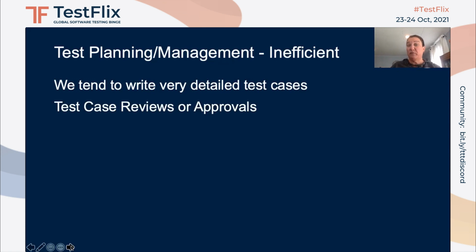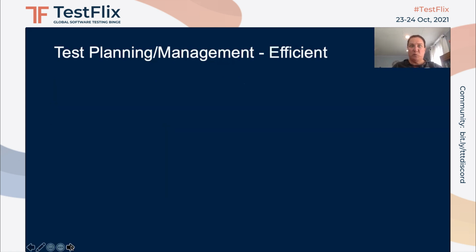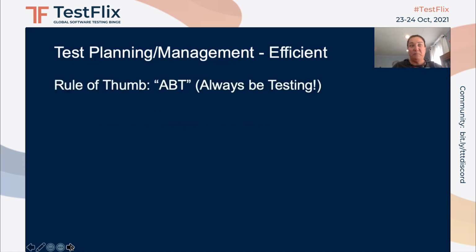Sometimes we have test case reviews or approvals where several members or maybe all of the team is responsible for reviewing and, more importantly, approving the test cases that the testers are going to be executing. And again, none of these is necessarily wrong or bad within our team, but those are ripe for addressing to see if maybe they might be a little bit inefficient or introducing areas that prevent us from being as optimized as we possibly can. So what are the alternatives to making test planning and management efficient? Well, one of the rules of thumb that I like to say is always be testing.